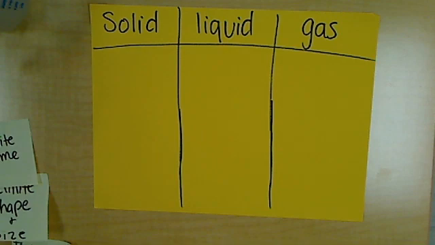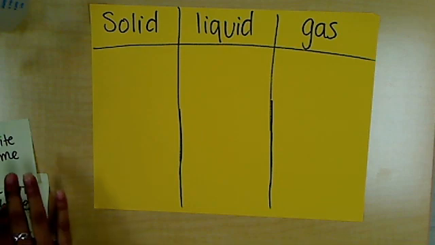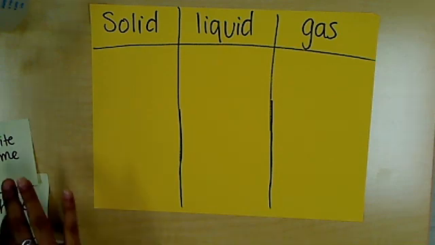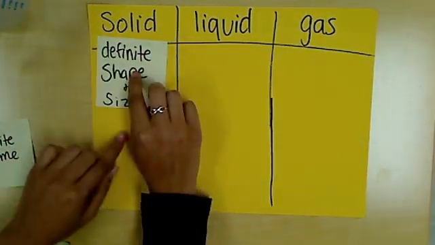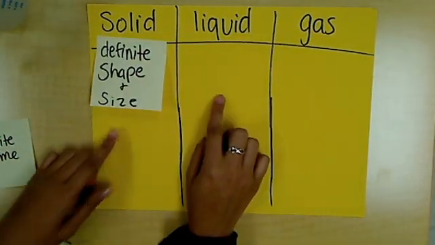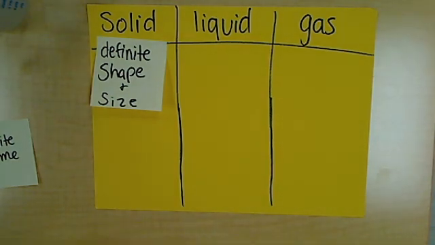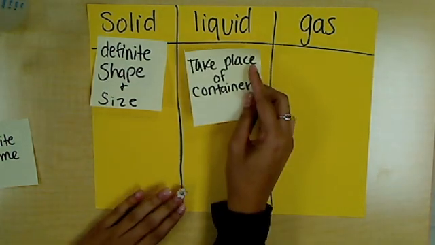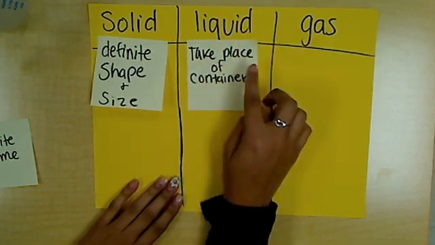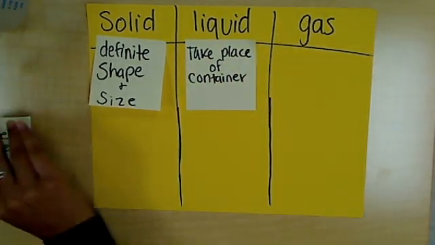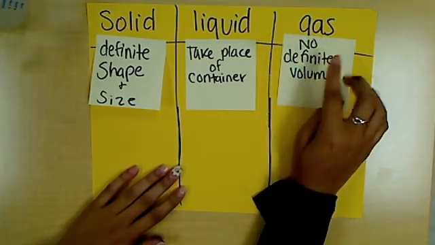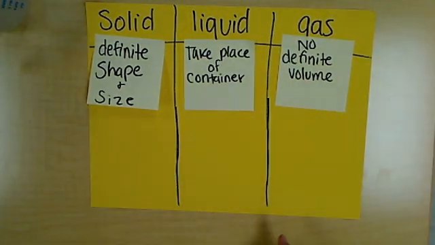All right, so let's go over some properties of a solid, a liquid, and a gas. Some properties of a solid: a solid has a definite shape and size. Liquids have a definite volume and they take the shape of a container. And a gas does not have a definite volume.